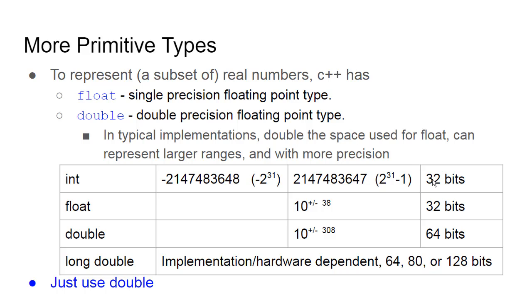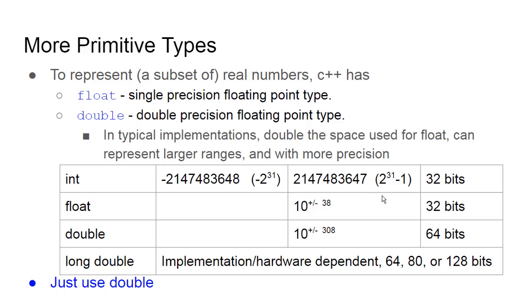So typically in C++ implementation, int will be 32 bits. So it's represented by 32 binary digits. And as a result, this is the range that can be represented using int types. It's roughly 2 times 10 to the 9, because this is from negative 2 to the 31 to positive 2 to the 31 minus 1. So there are exactly 2 to the 32 different numbers in this range.